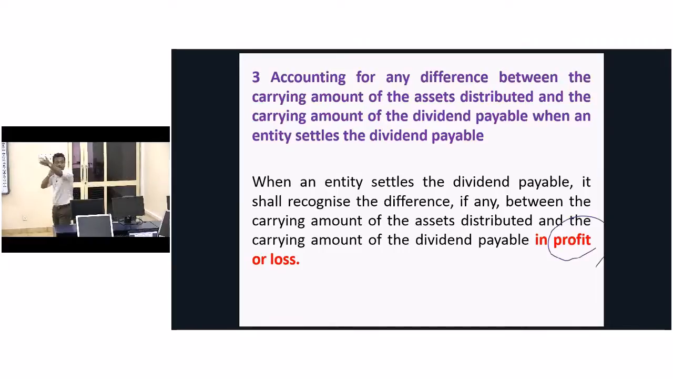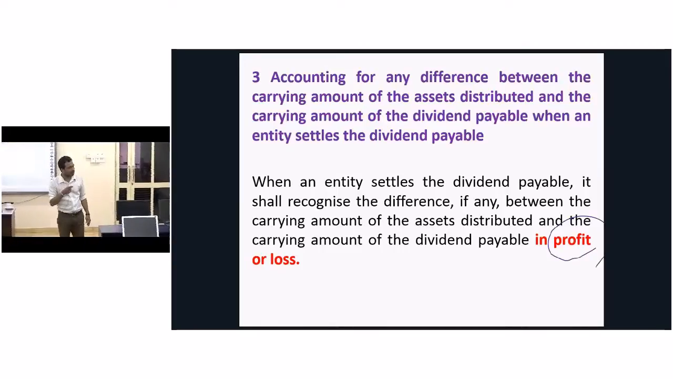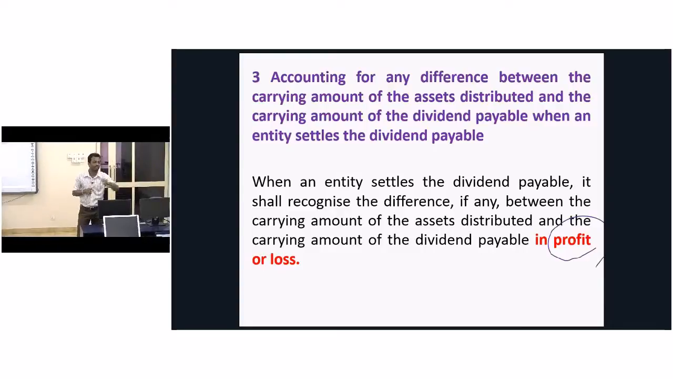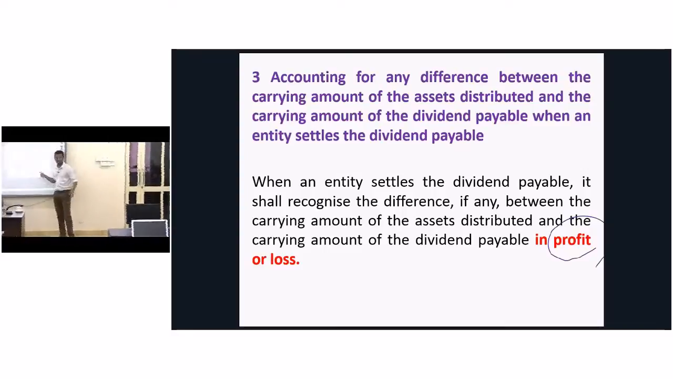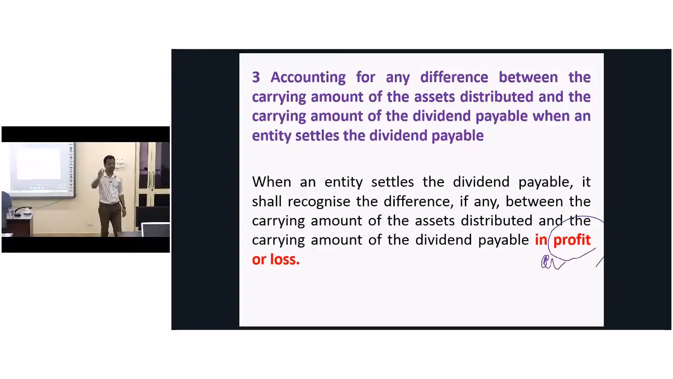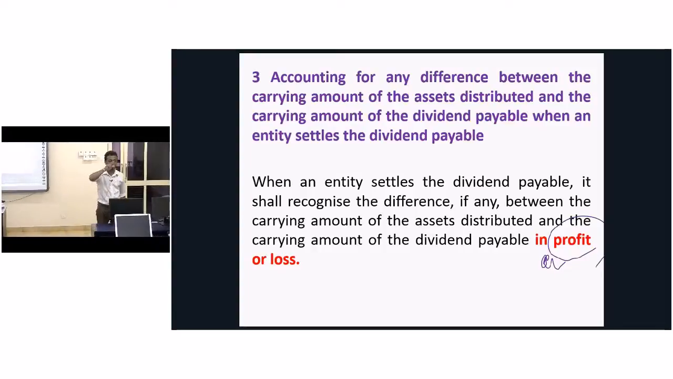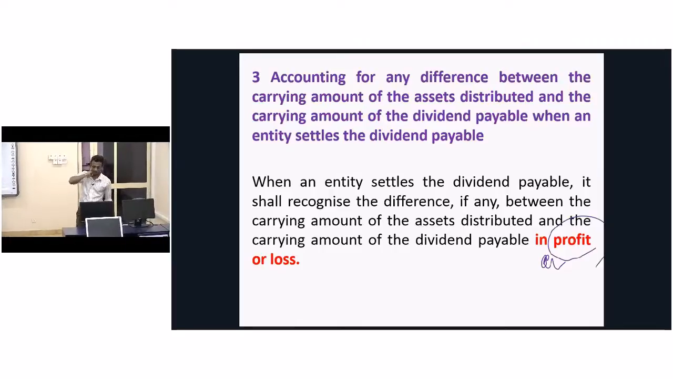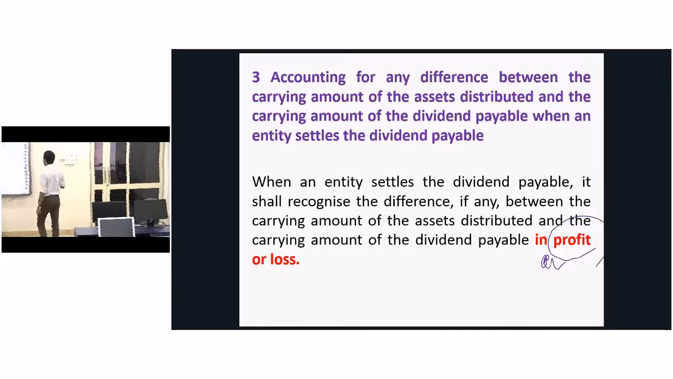Sometimes everybody will go for the car option. We don't know. If that happens, how much? 6 million into 10, the value will be 60 million. If everybody goes for the cash option, how much will it be? 50 million. Understand? So therefore, at the time of settlement, there may be a difference. That difference should be charged to profit or loss at the time of settlement. Understood? You see that.